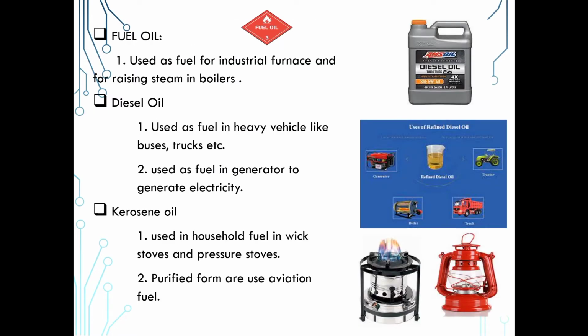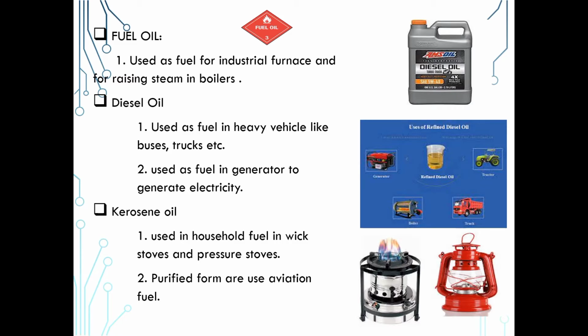Fuel oil is used for industrial furnaces, for raising steam in boilers. So this is another oil that you will get from petroleum. Next we have diesel oil. This diesel is used for heavy vehicles like trucks, buses, tractors, and your generators. So these are some uses of diesel oil, used as fuel in your generators to generate electricity. These are different types of oil that you will get.